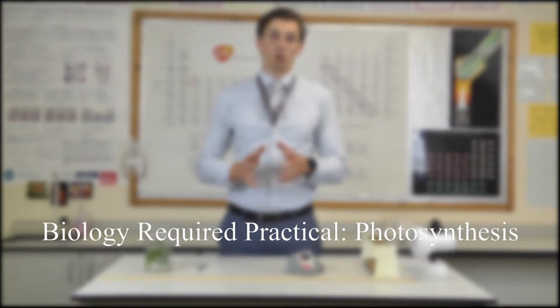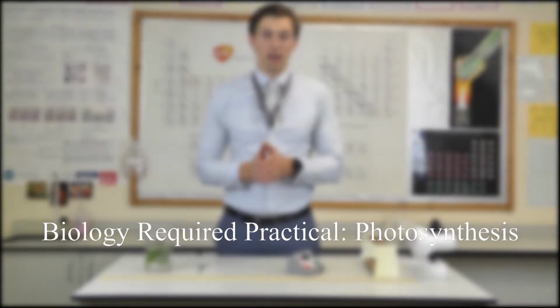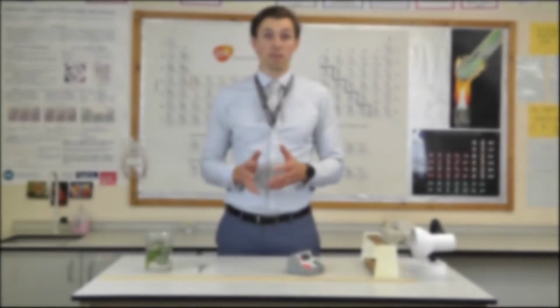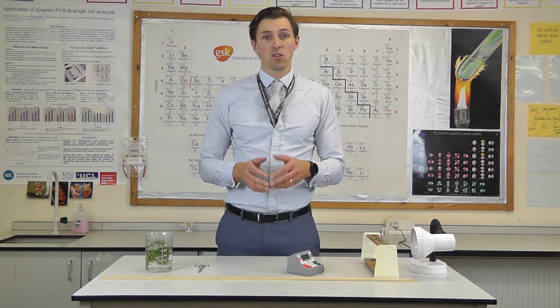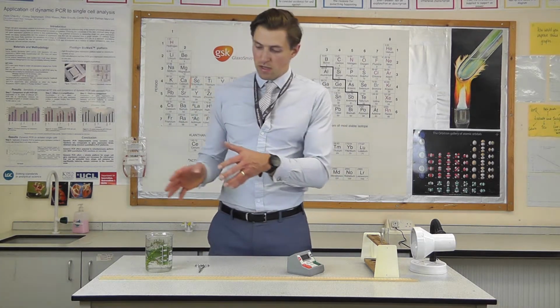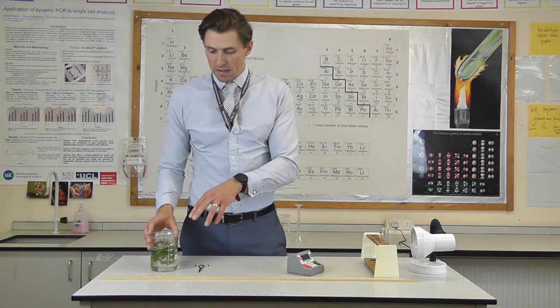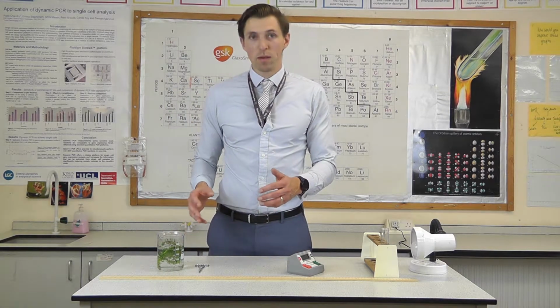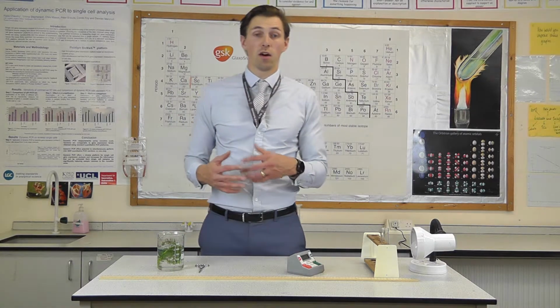Today we're looking at photosynthesis, and in particular how light intensity affects the rate of photosynthesis, and that is chapter 8 in Trilogy. Now what we have here is some pondweed. Pondweed is a green plant, so that means photosynthesis is going to occur in our pondweed.